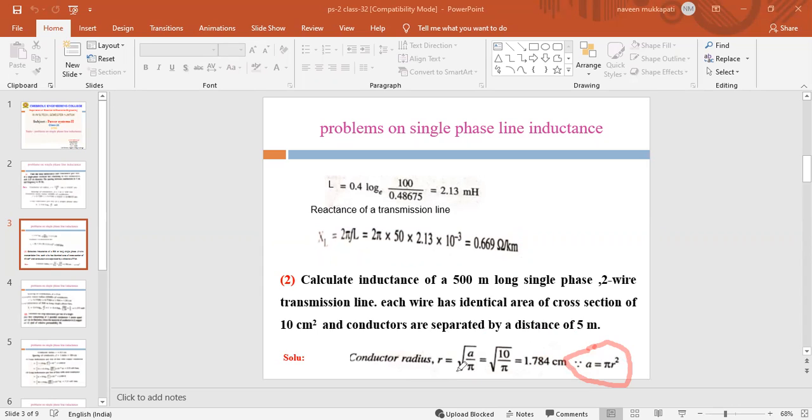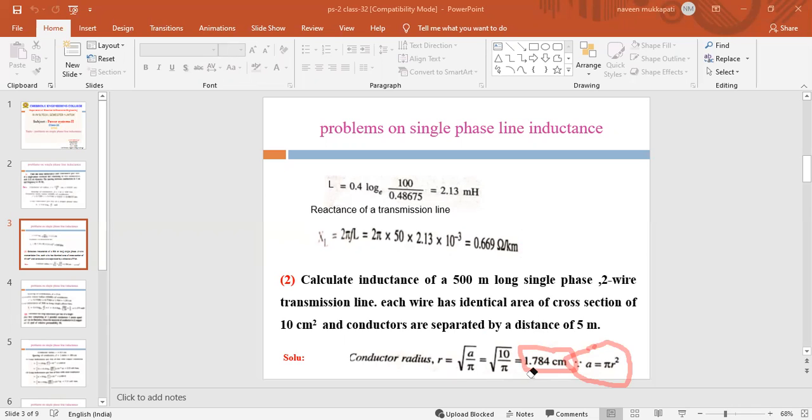Therefore calculate the conductor radius, that is equal to the square root of 10 by pi. What is the value of that area A? That is 10 centimeter square. Then we calculate that value, that is 1.784 centimeters. This is the conductor radius.